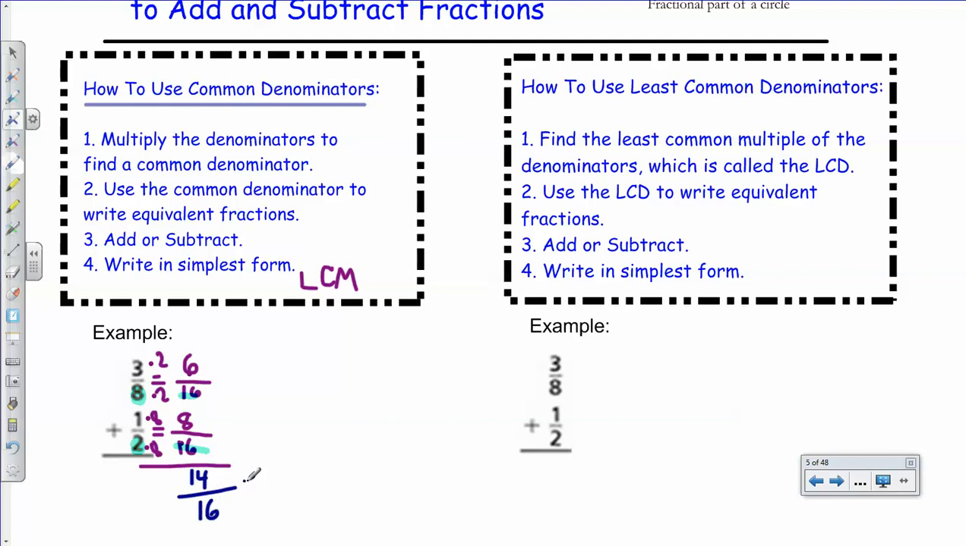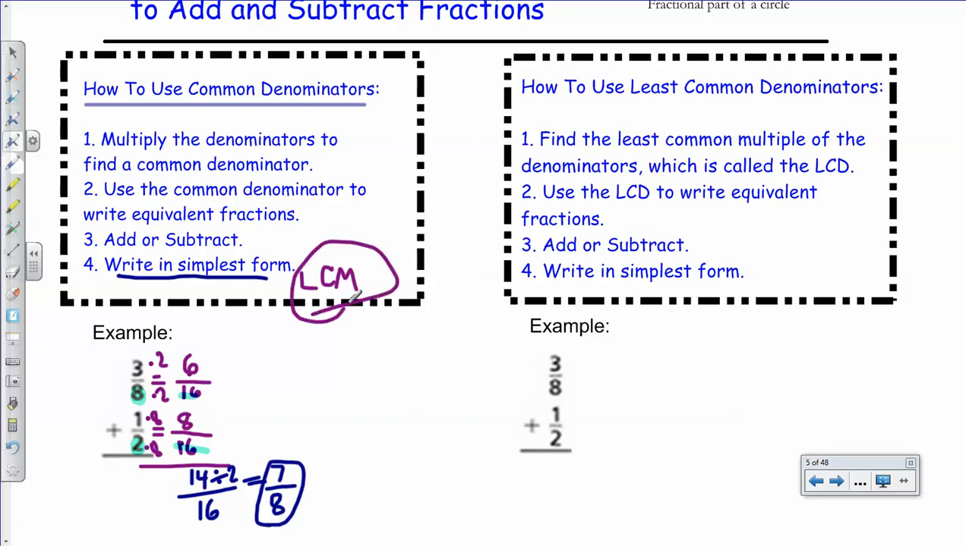What's my rule? How do I always write a fraction? I write it in simplest form. So what's my greatest common multiple? I'm sorry, what's my greatest common factor? They both end in an even number, so I'm going to say 2. 14 divided by 2 is 7. 16 divided by 2 is 8. So my answer in simplest form is 7/8.